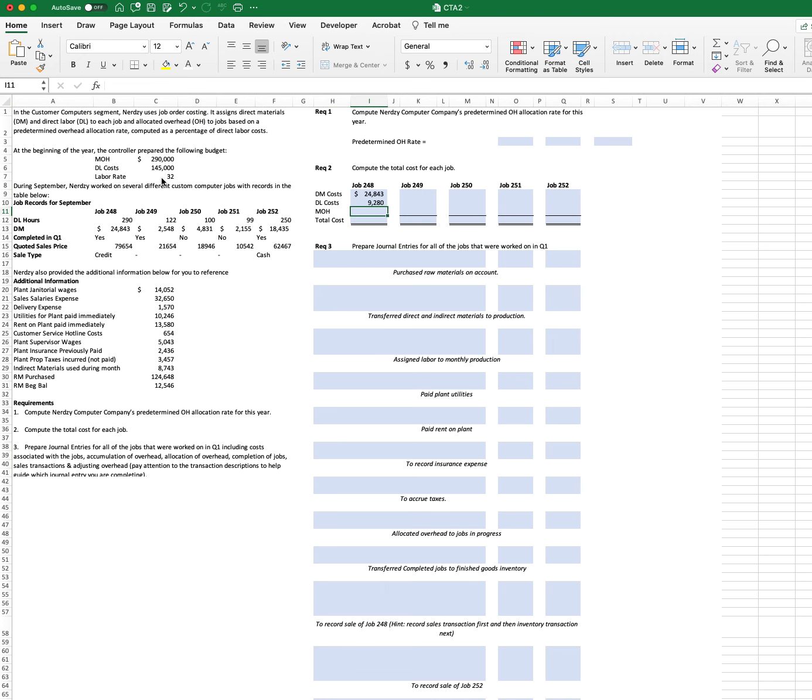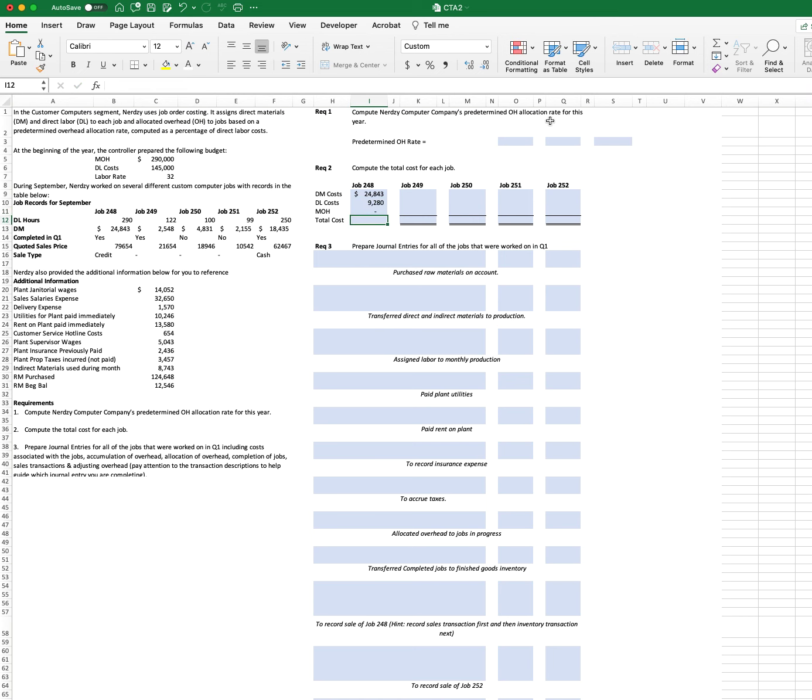And then we need to apply the manufacturing overhead based on this predetermined overhead rate. And so because predetermined overhead allocation is computed as a percentage of direct labor costs, whatever you have here is going to be a percent, you're going to multiply in the manufacturing overhead equal to our direct labor costs times the percentage that you've calculated here in O3.